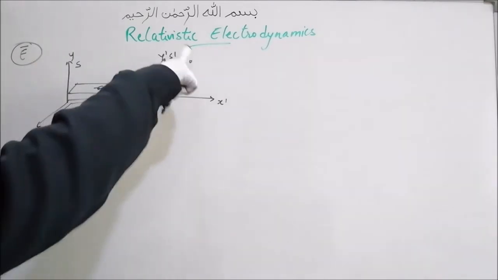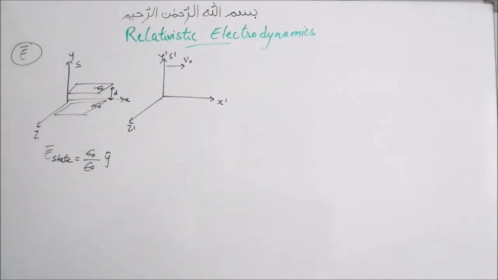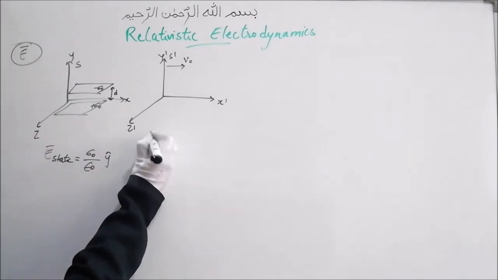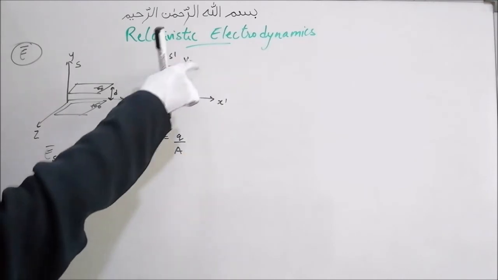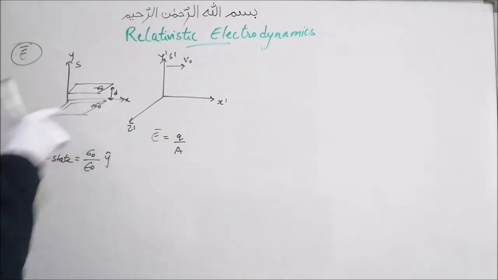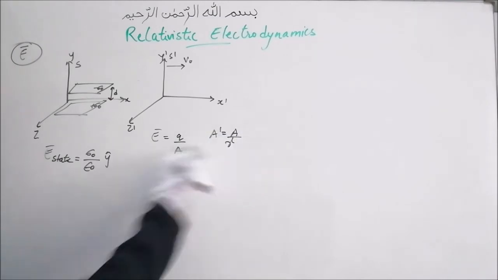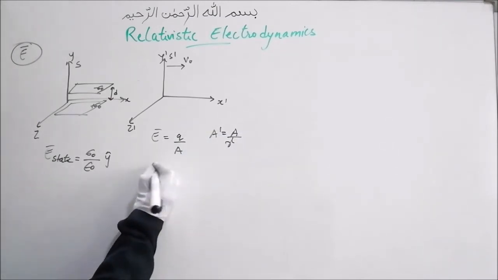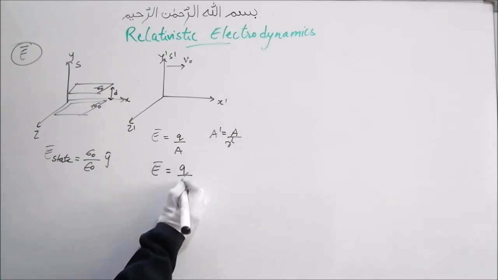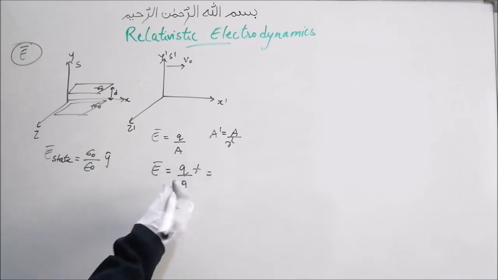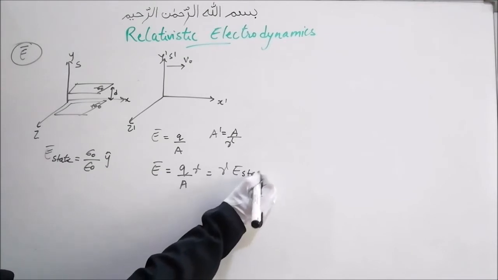Now if we consider the second frame S', which is moving towards the right with velocity v naught, the electric field we know is nothing but Q upon area. If we move towards the right with velocity v naught, the area of the plates will decrease and the new area will be equal to A by gamma. Therefore, this electric field will be equal to Q divided by A by gamma, and Q by A is the same thing, sigma upon epsilon naught, so it will become gamma E static.